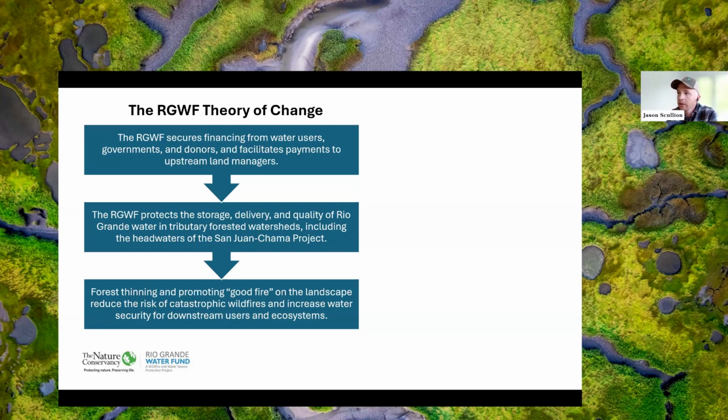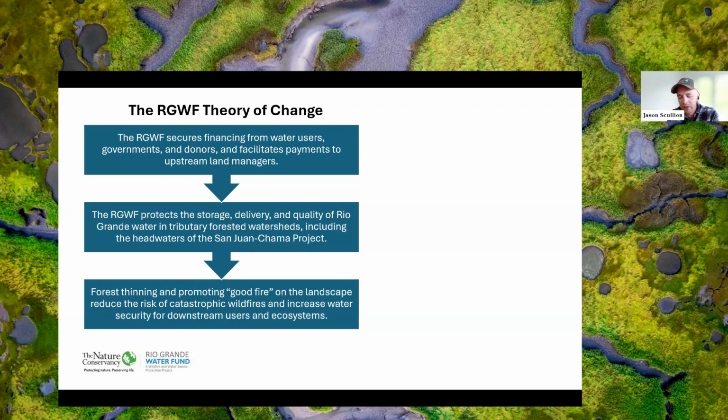At the Rio Grande Water Fund, our hypothesis is that if we secure financing from water users, from other entities that are interested in forest health and water security, then we can channel those funds to land managers who are working in the forest to make them healthier and more secure, to avoid catastrophic wildfire and to bring back fire that is healthy and natural for the forests.